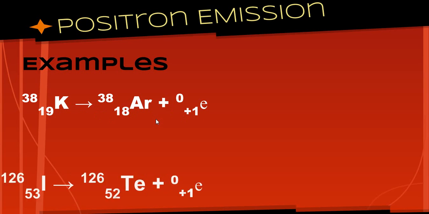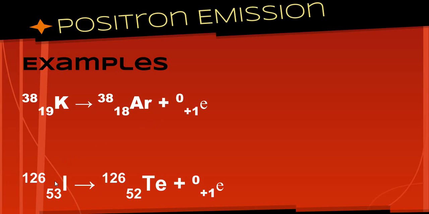Another example of positron emission. Iodine. Iodine's mass number 126 and 53. So we're going to have 53 protons here. But now if it wants to undergo positron emission, here's our positron symbol right here, we are now going to become tellurium because we're taking one of those protons and turning it into a neutron. So we've lost a proton to a neutron. Mass number remains the same, but now we have 52 protons changing the element. So that is positron emission.